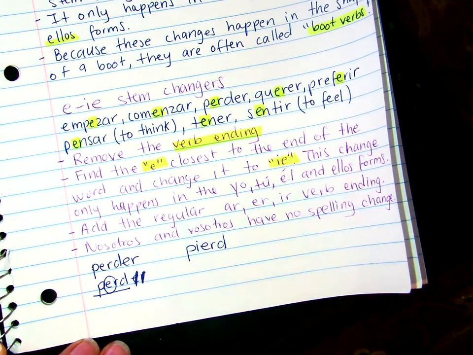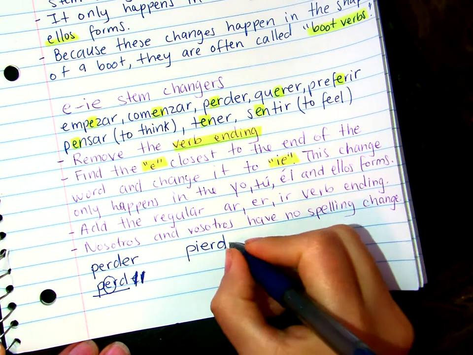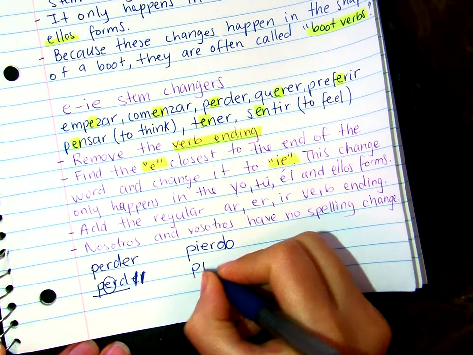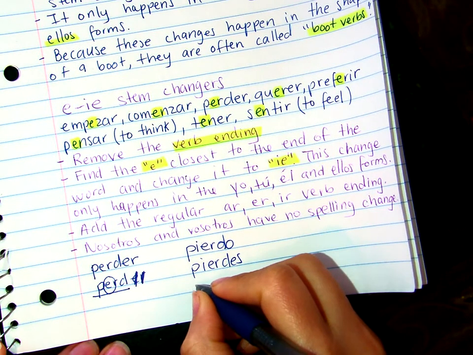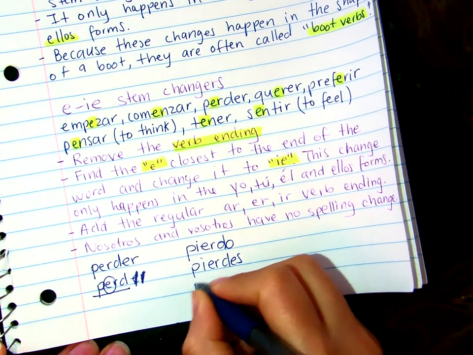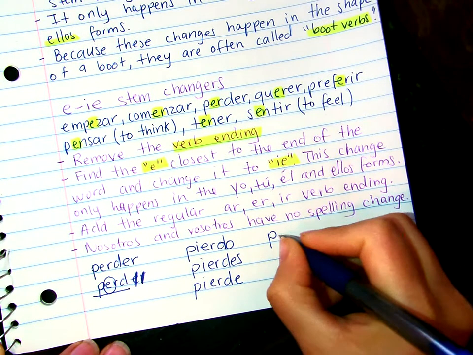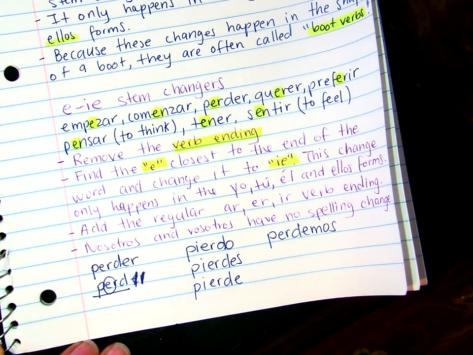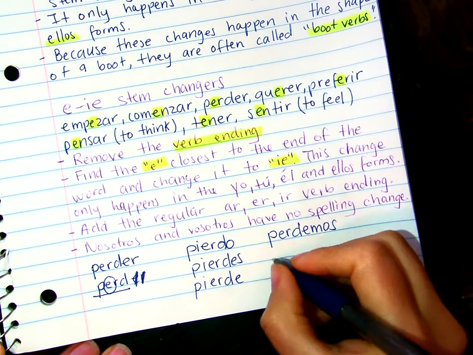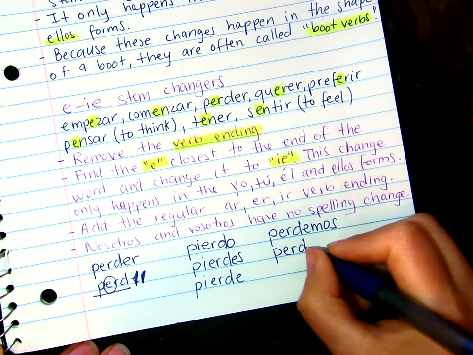PR, that is my stem. So I'm going to use that to conjugate. I lose, yo pierdo. You lose, tú pierdes. You lose, él pierde. He loses. Nosotros perdemos. Why do I not write IE? Because there's no change in nosotros and vosotros. Perdéis, pierden.